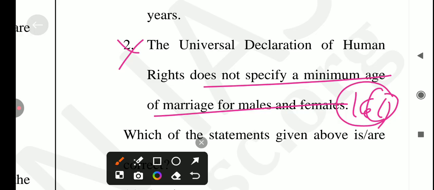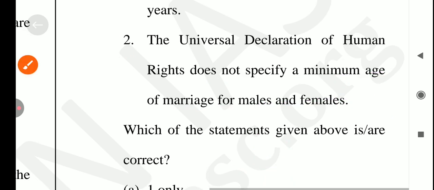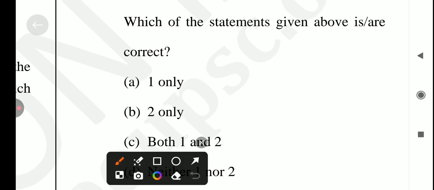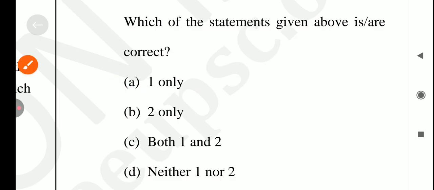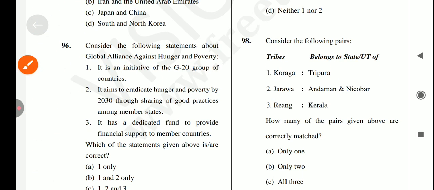Okay, and if we talk about clause 2 of Article 16, it further stipulates that the marriage shall be entered into only with the free and full consent of the intending spouses, but it does not specify a minimum age for marriage. Okay, so the second statement is incorrect, so the answer is option A, which is only one. Okay, let's come to the next question.